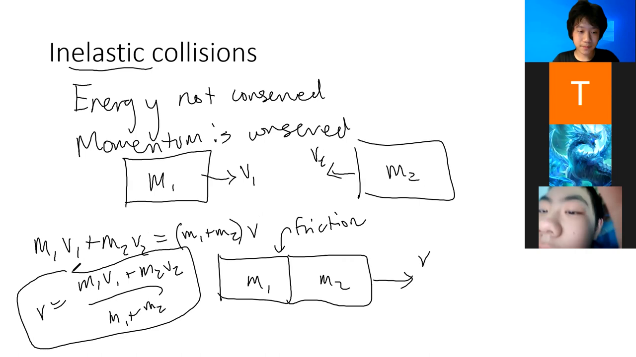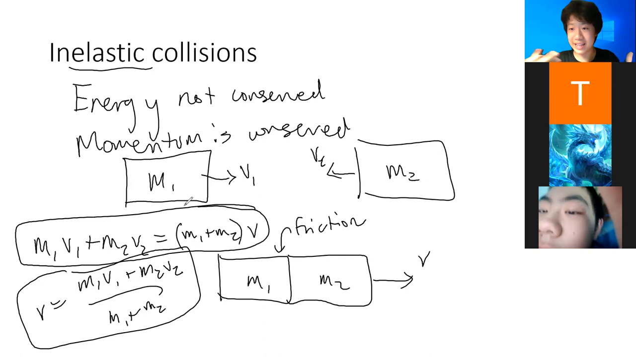I wouldn't really recommend memorizing this formula. What's more important is that you know the conservation of momentum, and this is not really that hard to derive. So I would just recommend using the conservation of momentum, and you won't need to memorize anything in this scenario. So that's really all you need to know about inelastic collisions. Are there any questions?